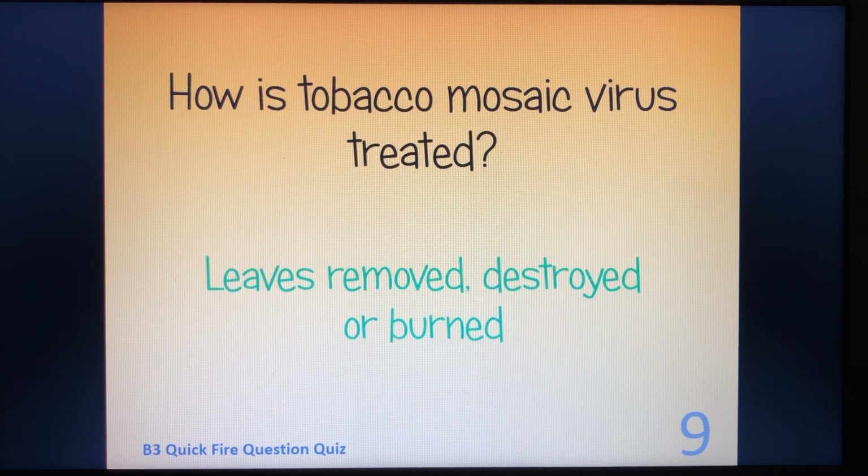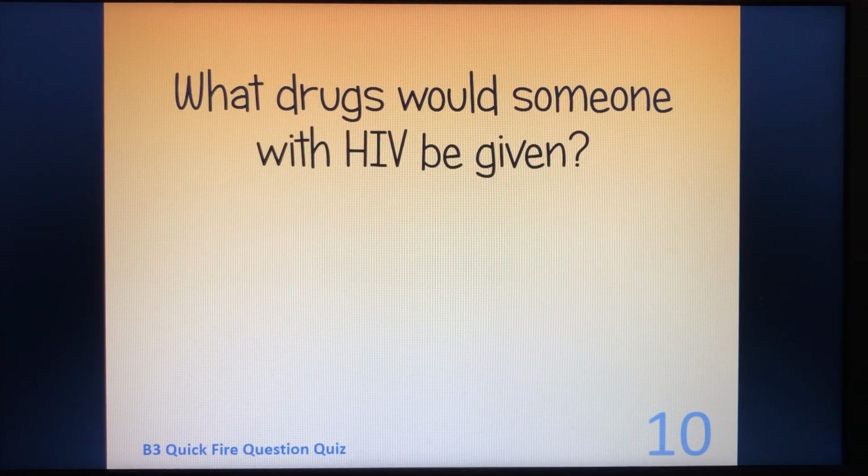Question 10. What drugs would someone with HIV be given? What drugs would someone with HIV be given?